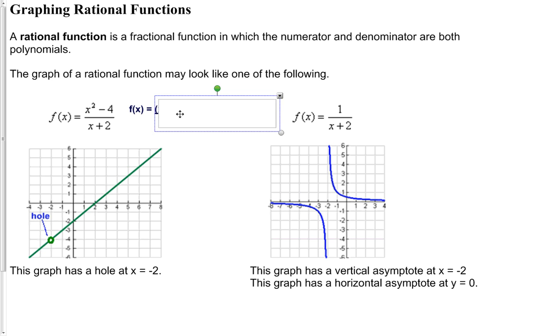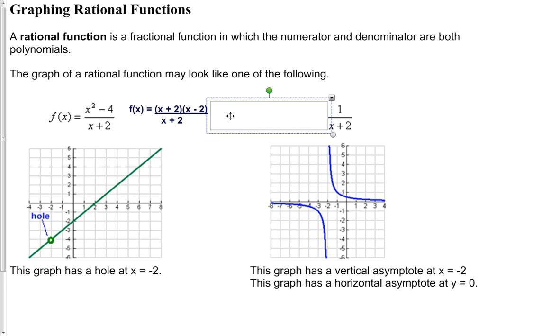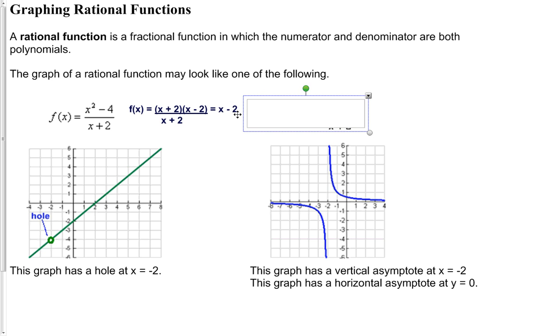So we take our f of x, we factor our numerator x squared minus 4 into x plus 2 and x minus 2 because it's a difference of squares, and we see that we have a common factor in both the numerator and denominator. We have an x plus 2 in both. So if we cancel those out, we end up with x minus 2. And in fact, that's what this graph is here. It's the graph of x minus 2.